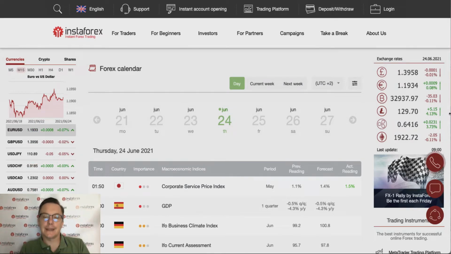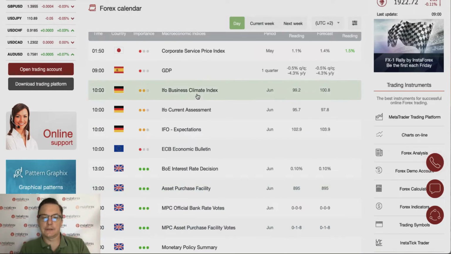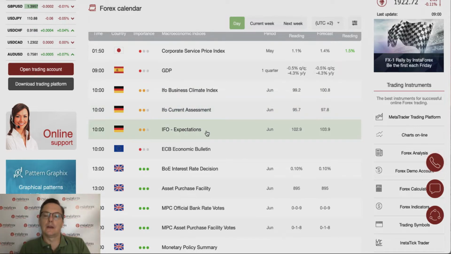Today is Thursday the 24th of June 2021. Let's take a look at the Forex calendar. As you can see, during the London session we have important data scheduled for release. The first one is data from Germany: IFO Business Climate Index, current assessment and expectations, scheduled for release at 10 a.m.